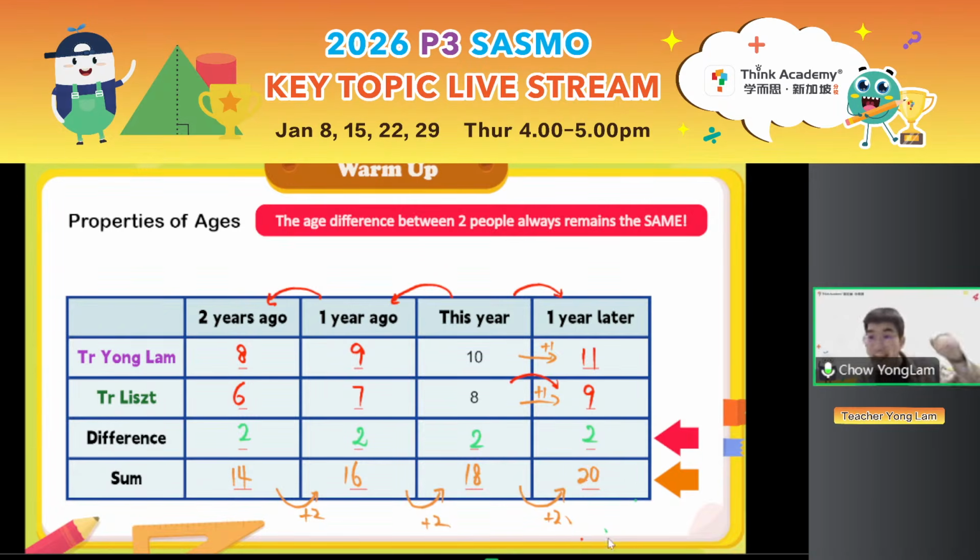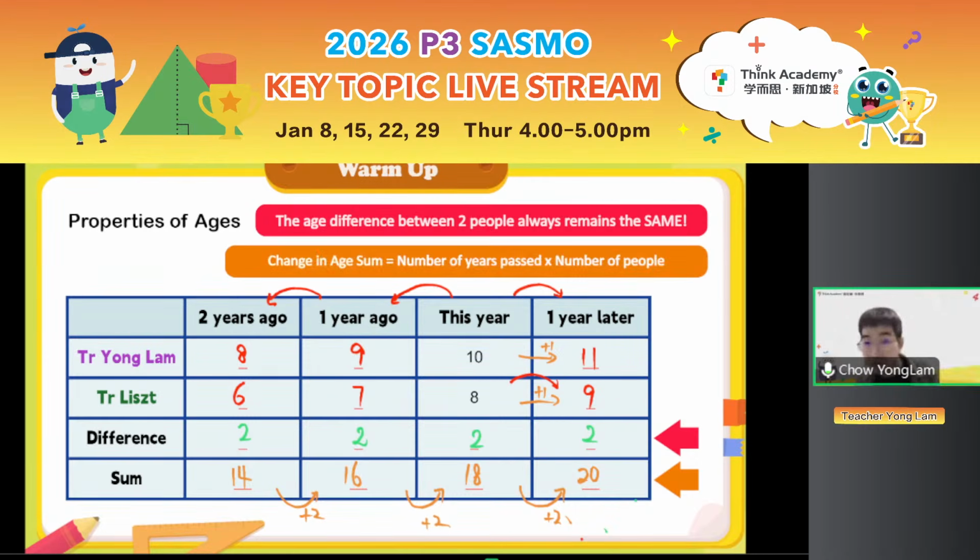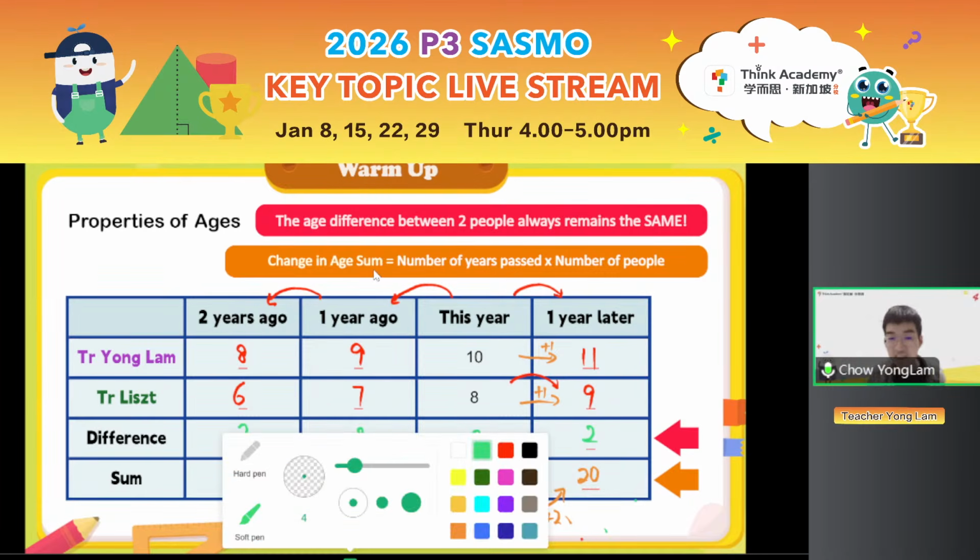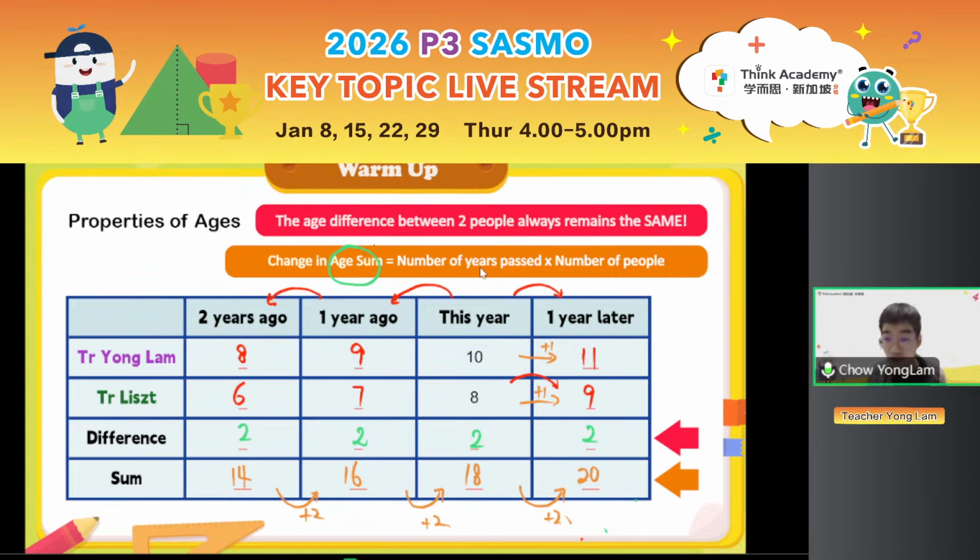Every year, our age sum increases by 2 because there are 2 people. 1 year, 2 people, plus 2. So if there are 2 years, then 2 plus 2 is 4. That's why when we are finding the age sum, not only do you need to notice how many years have passed, you also need to be careful how many people we are talking about.